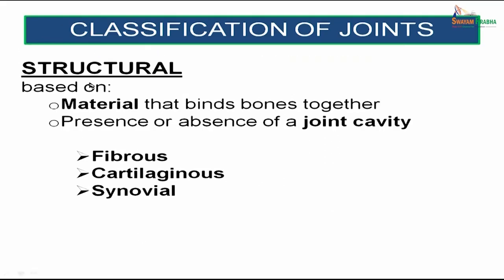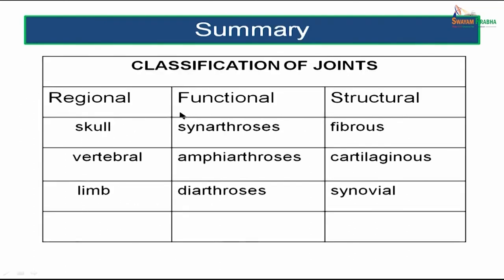The important classification is this one, that is the structural classification, based on what material it is that binds the bones together and the presence or absence of a joint cavity. Using this classification, the structural classification, we classify joints as fibrous, cartilaginous and synovial. So, to summarize quickly, regional, functional and structural, these are the three classifications under which regional we have skull, vertebral and limb joints. Under functional, we have synarthrosis, amphiarthrosis, diarthrosis. Under structural, we have fibrous, cartilaginous and synovial. Now, we will do each one of them in detail.